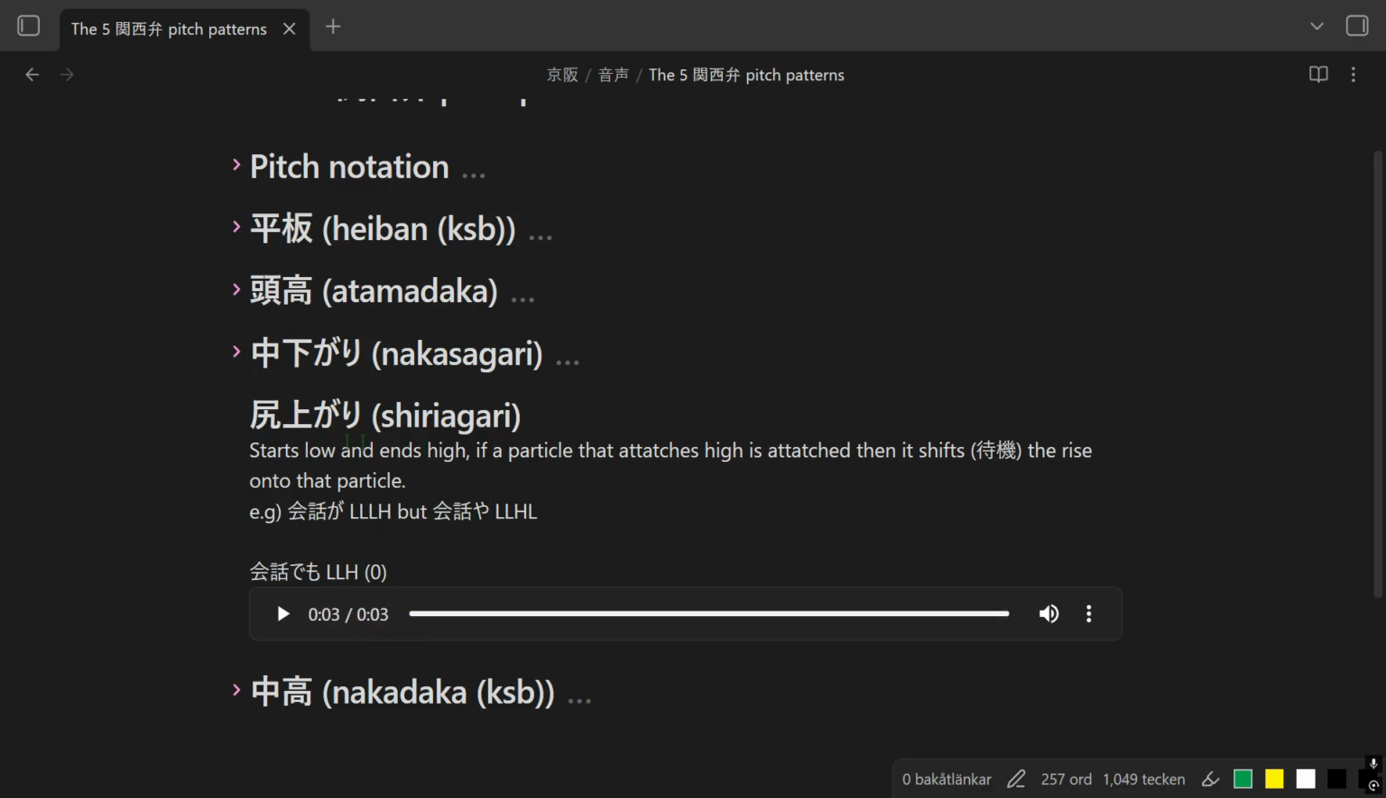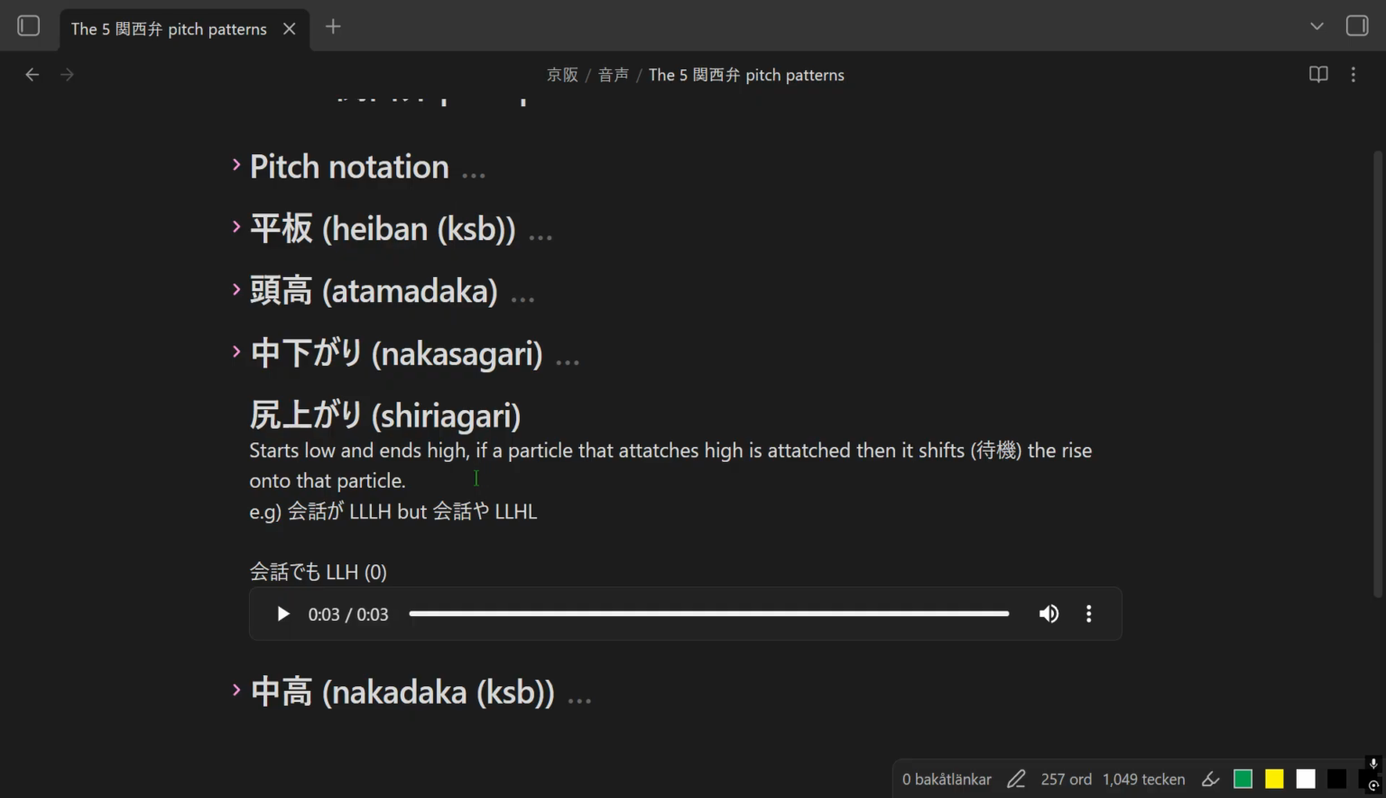We'll have some clips here to show that as well. One unique thing about shiriagari that doesn't exist with other pitch patterns in Kansai Ben is that the particle can change and delay the realization of the pitch drop, or the pitch rise, rather.